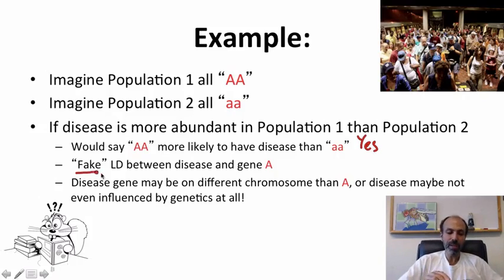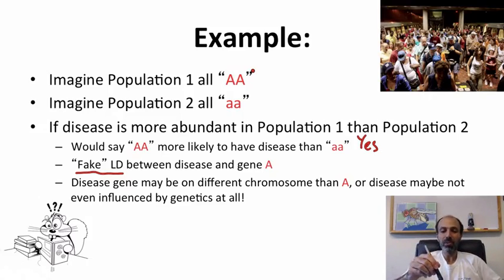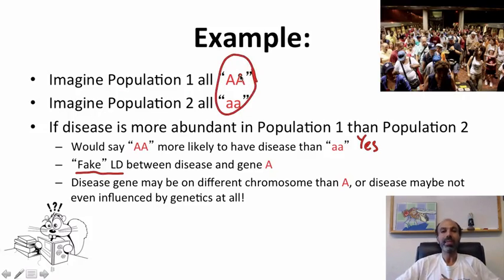Now, this is actually a fake LD between the disease and the gene, because the disease may not be on the same chromosome as this A gene in particular, and in fact, the disease may not even be genetic. Let's say, for example, in population 1, everybody eats a lot. In population 2, everybody has very good weight. You may see obesity is much more abundant in population 1 than population 2, but it may have nothing to do with your genotype at the A gene. So it's really important that you have true Hardy-Weinberg in doing these genome-wide association studies. Otherwise, the associations you see may have nothing to do with the genotypes you're observing, and the disease, in fact, may not even be genetic at all.